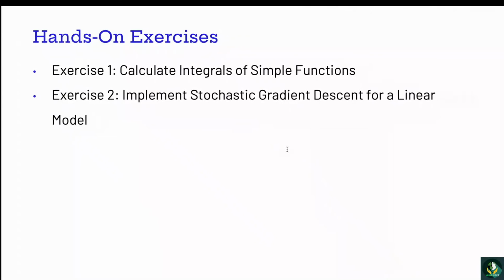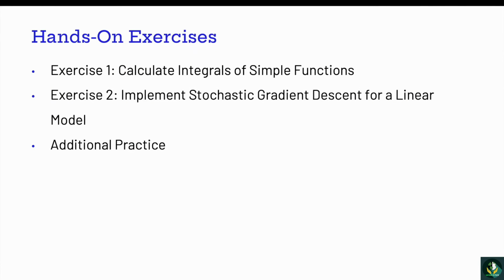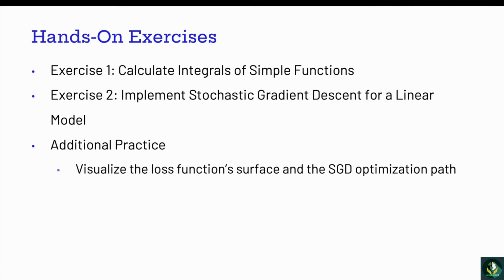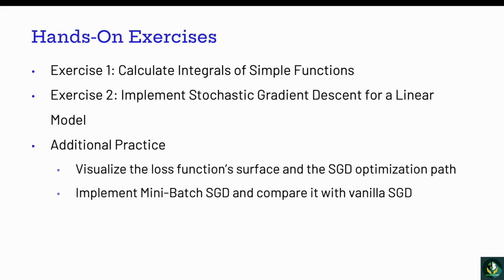Now if you want to do some additional work, you can go ahead and visualize the loss function's surface and the SGD optimization path. Also try to implement a mini batch SGD and compare it with the vanilla SGD. And finally, use the Adam optimizer for a more complex data set. We'll be doing some of these in our machine learning videos in the future, but try it out and let me know how it goes. If you have any issues or problems, let me know.